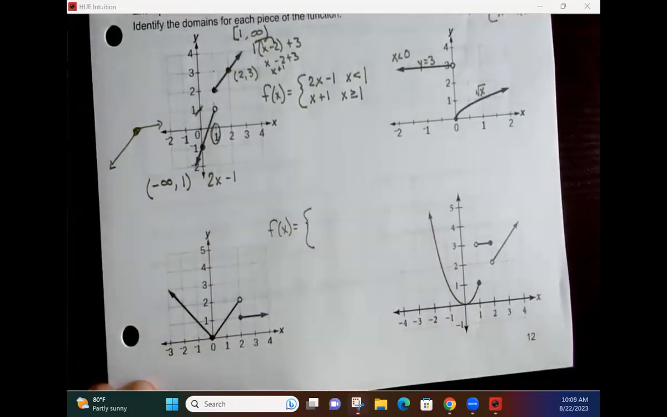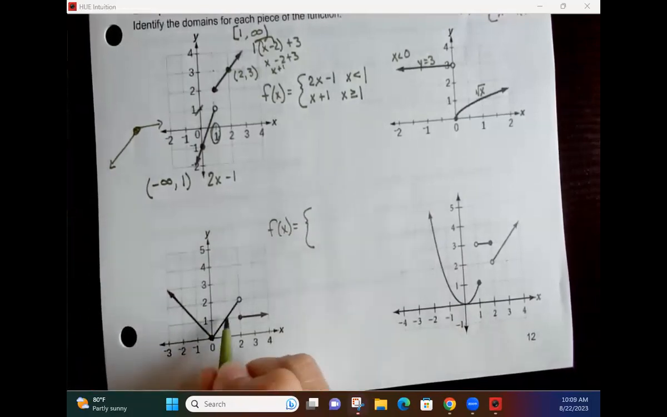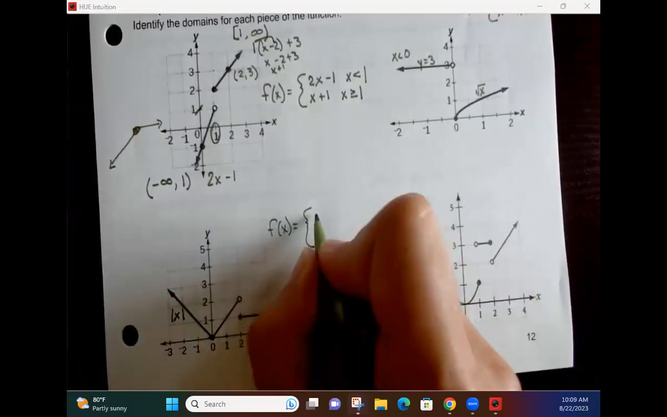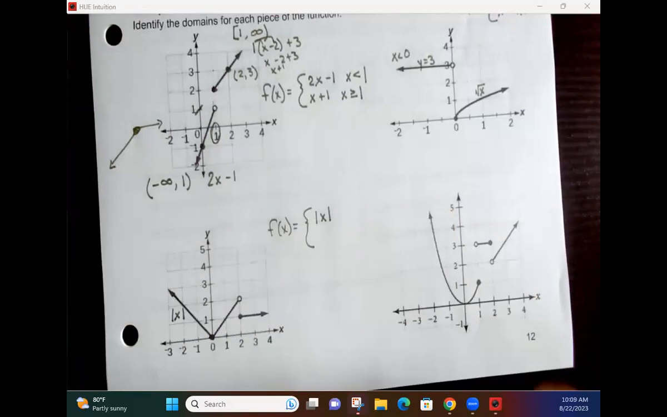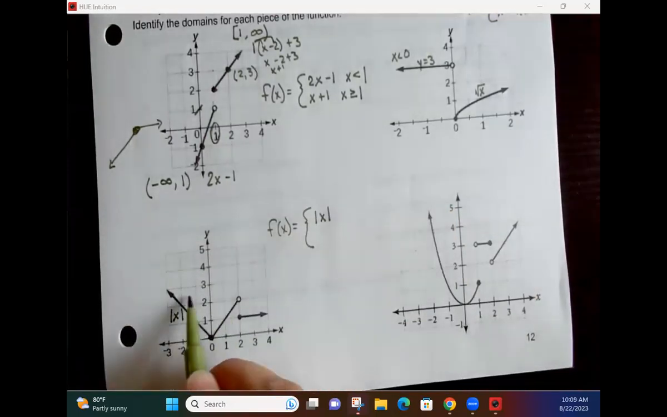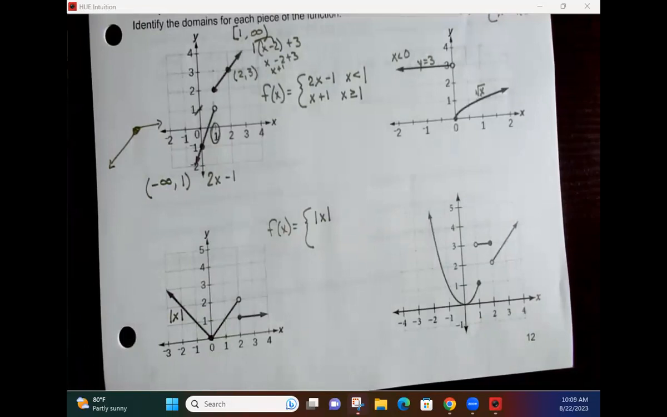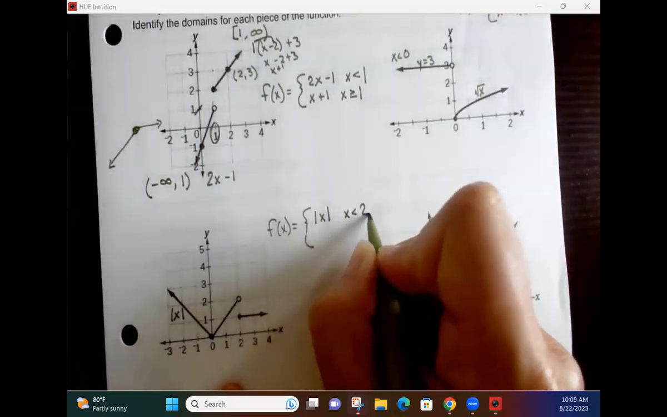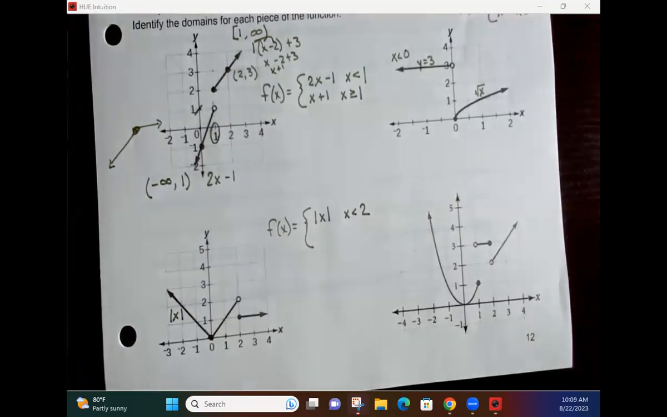This is absolute value, centered at 0. The slope of my sides is just 1. So this would just be the absolute value of x. What's the domain for the absolute value portion of my piecewise function? X goes from where to where? X is less than 2. Any x values less than 2 fit into that portion.